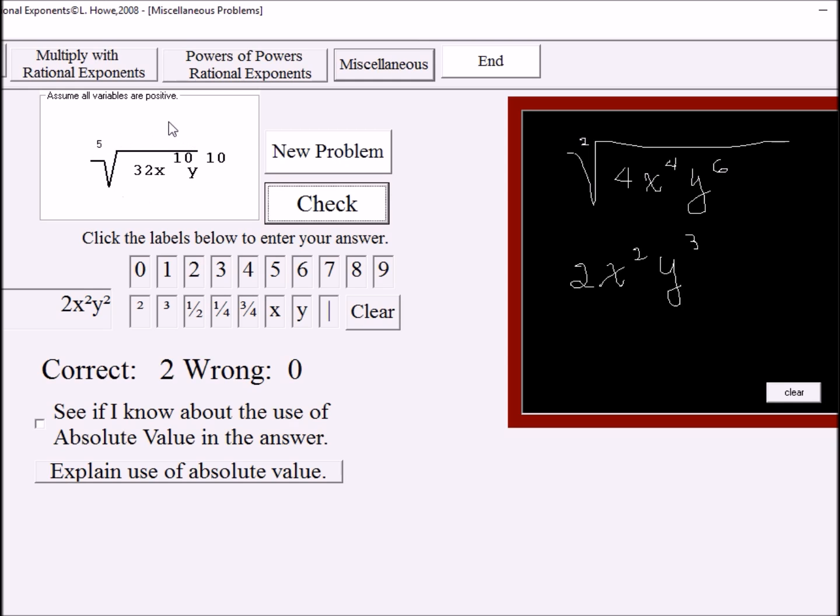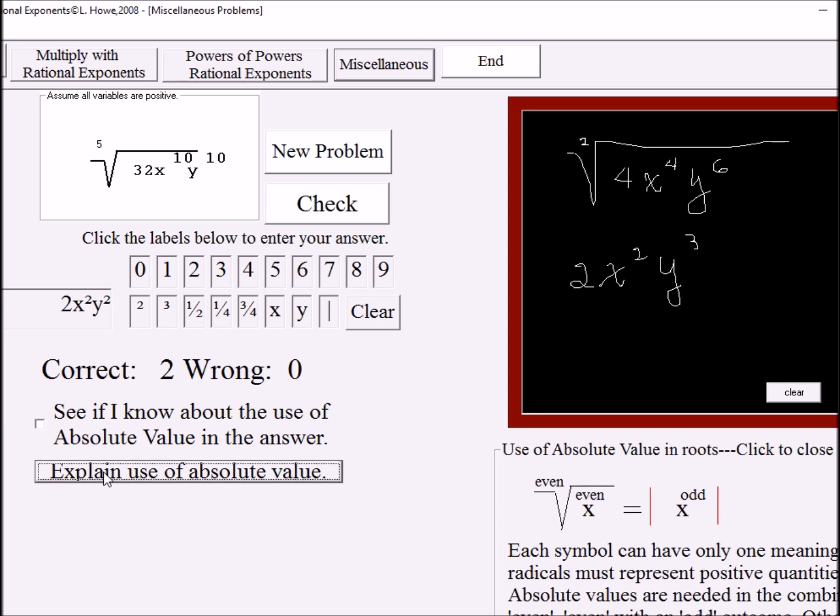So this is miscellaneous, but pay close attention to the fact that we're assuming that all the variables are positive, and explain the absolute value in the answer. I put a little disclaimer down here for those of you that need that. Oh, it looks like I did more than I thought. Maybe I wasn't as lazy as I remember. Explain about the use of absolute value. It tells you if it's an even root, an even power, you have to put absolute values around anything with an odd power. So if you check here, I will be checking to see if you put in the absolute value.